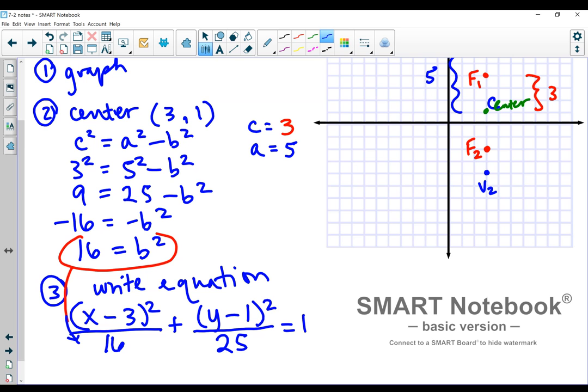It's almost like magic, I feel like, when you're writing these equations for ellipses and circles. It just seems like there's a lot of weird parts. It should be more difficult than that.